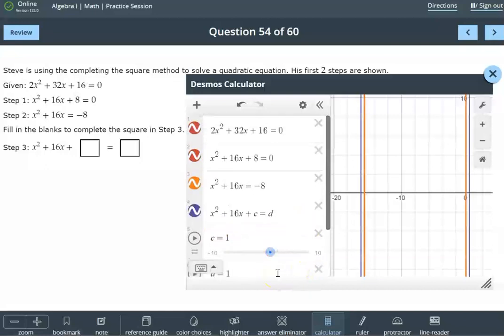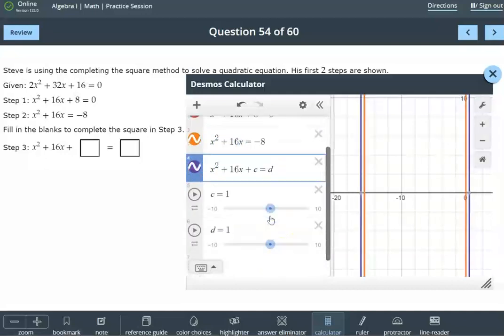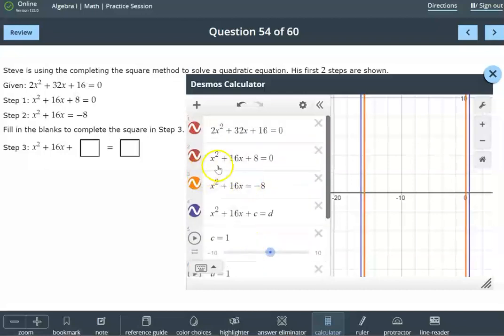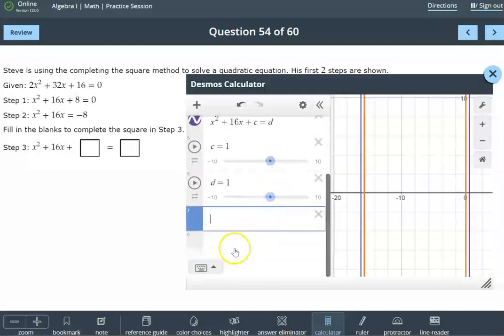So let me tell you how to find it. You can start with this equation, x squared plus 16x plus 8. So I'm going to go back down to the next row, and I'm going to use this same equation, x squared plus 16x plus 8, without the equals 0.